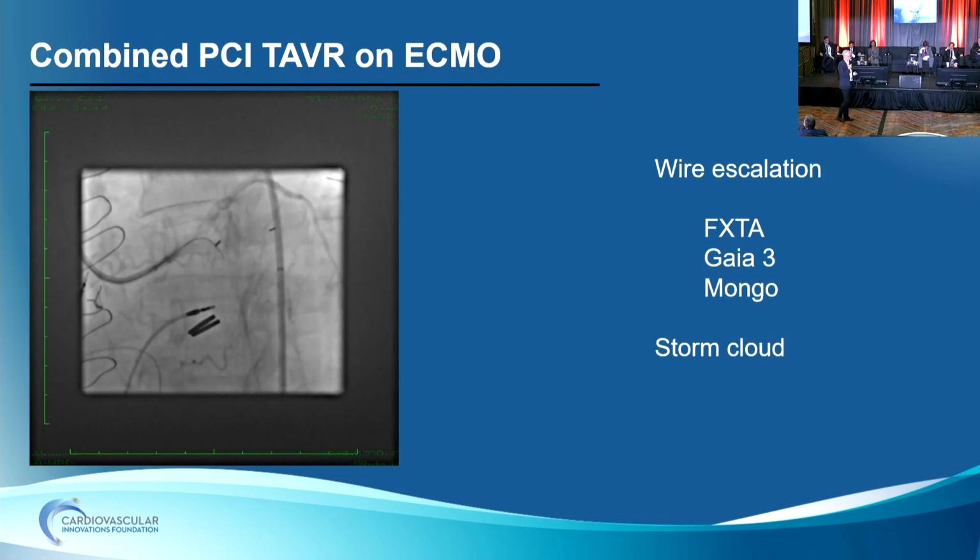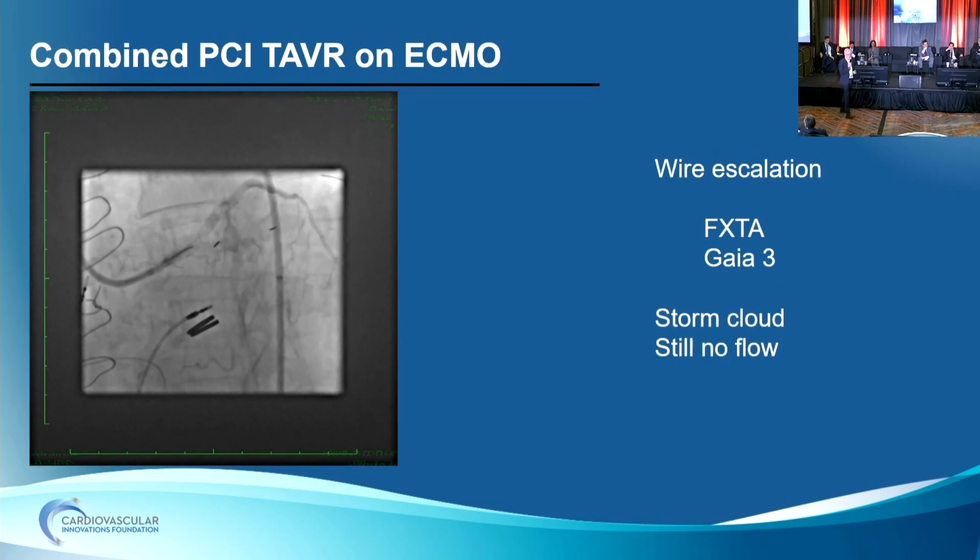Due to the sharp angulation, we thought maybe the Gaia Third would help to directionally steer there. It wasn't where we wanted it to go. Tried the Mongo, the slippery approach wasn't really working. And then we get this picture and we've got a storm cloud already. So we've gone with the pokey wire, and then we've got a storm cloud.